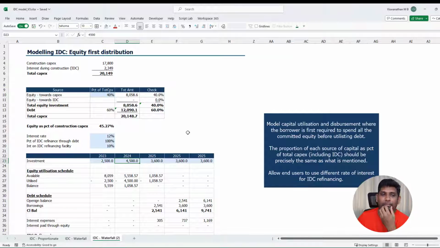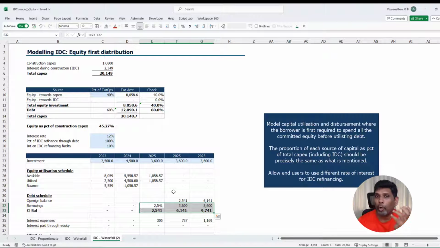The second is a more complex situation where we are essentially saying that, let's say I want the same 40-60, 40% equity and 60% debt of the total capex. But here what we're saying is, whatever your capex is, initially all the capex will be funded through equity. Once the equity is fully exhausted, then bankers will start disbursing the loan. Here the challenge is that not just the debt amount is unknown, even the timing of the debt is unknown, because if I have less equity, then I'll be borrowing the debt early.